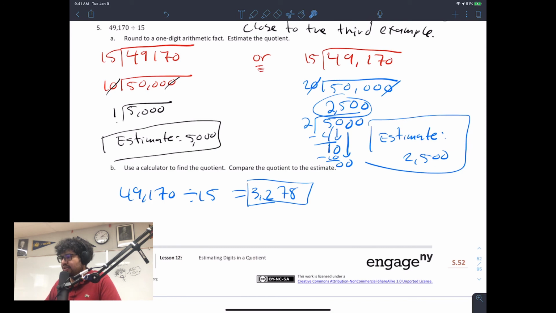So you can see that the actual answer is in between 2,500 and 5,000. Okay, so that's what we did. So we can say that the quotient is somewhat close to the estimate, but it's really not as precise. So again, I think it would be good to say that the quotient is somewhat close to the estimates.